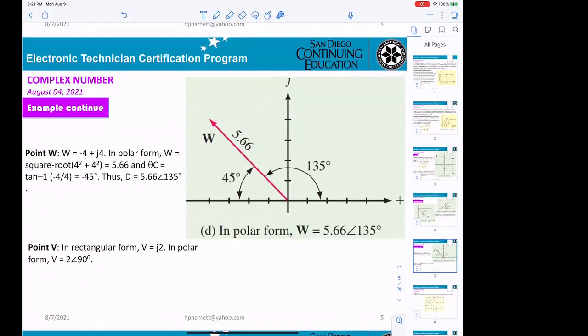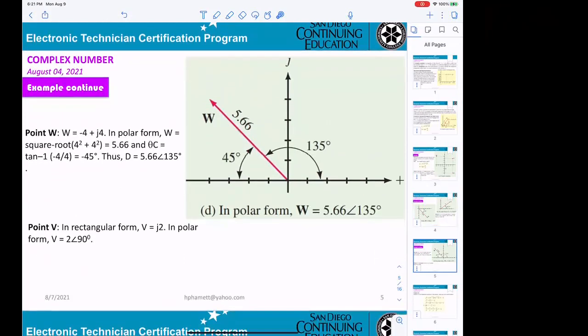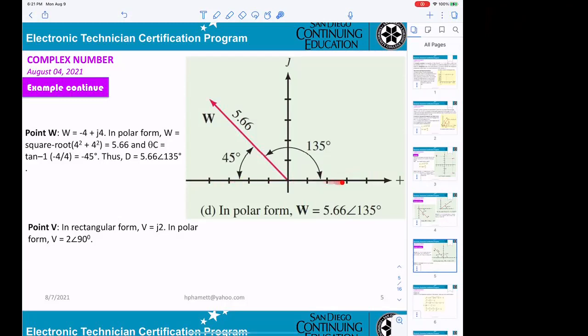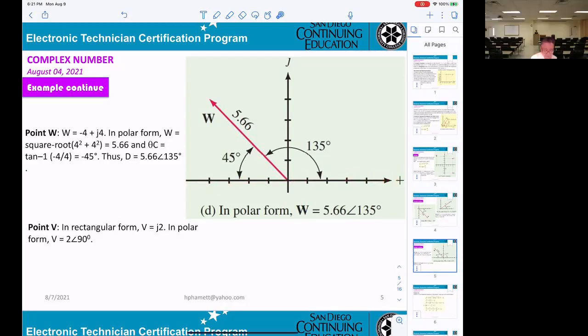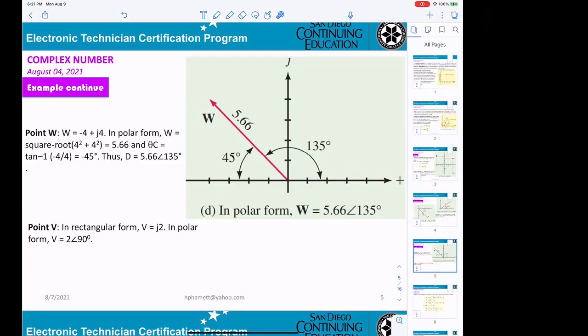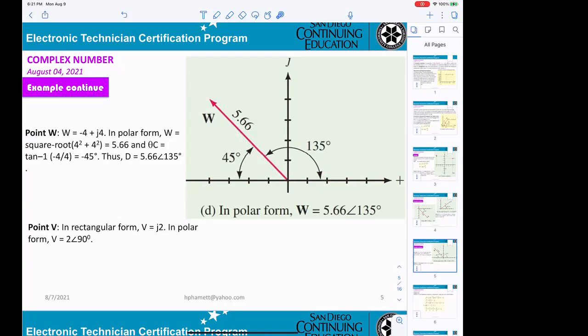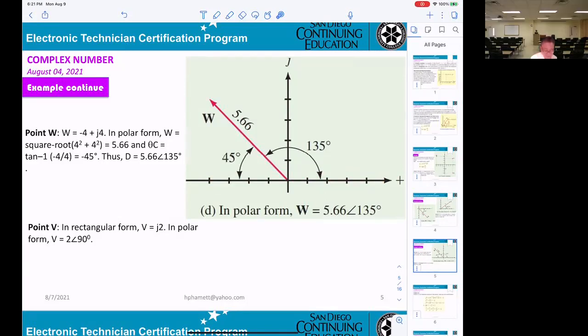Hey, Mr. Pham, real quick question. Now on the X axis, the X axis is always the real axis, correct? And the Y axis is the imaginary axis. Right, I just want to make sure I get that right. So that's why you got a minus 4 for W equal minus 4 plus J4, because the minus 4 is real and the plus 4 is imaginary. Same thing on Z. This is Z. This is minus Z.